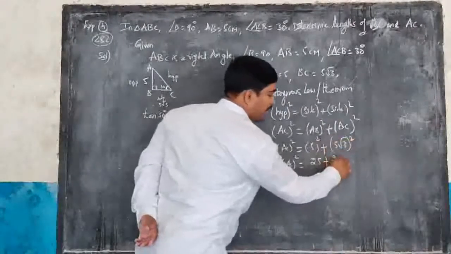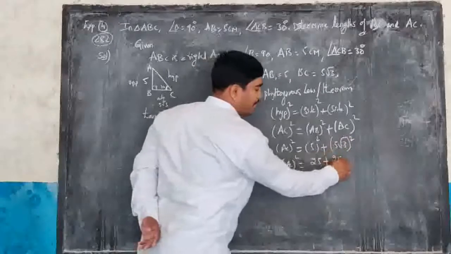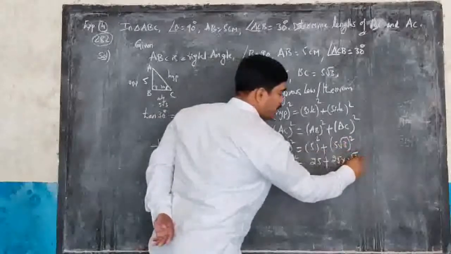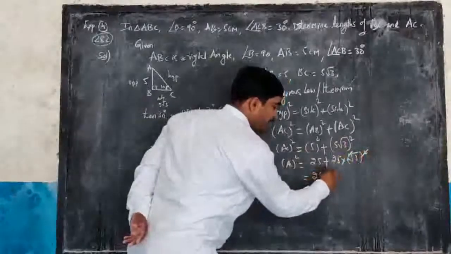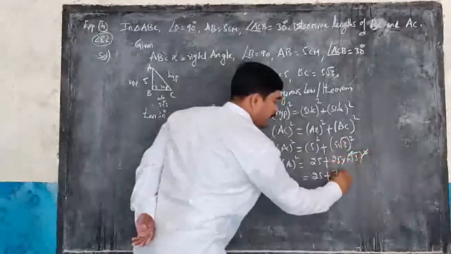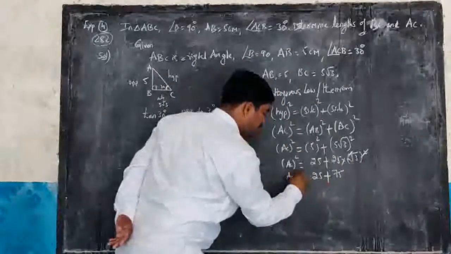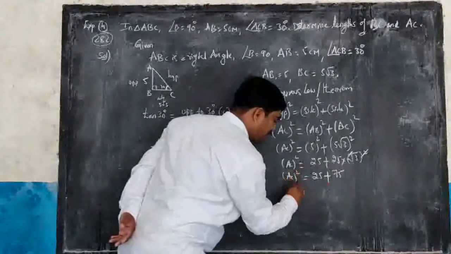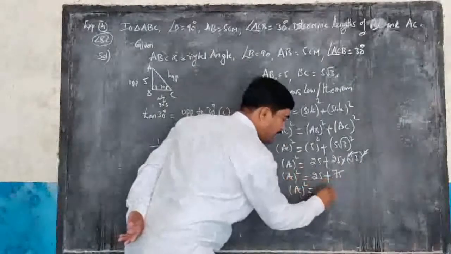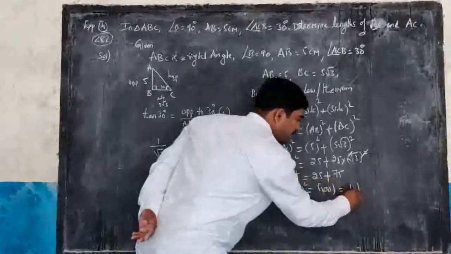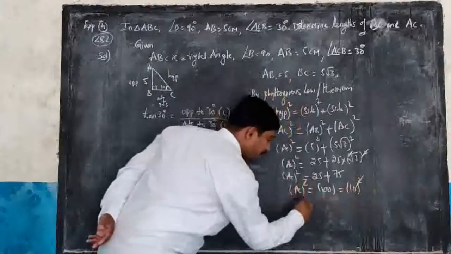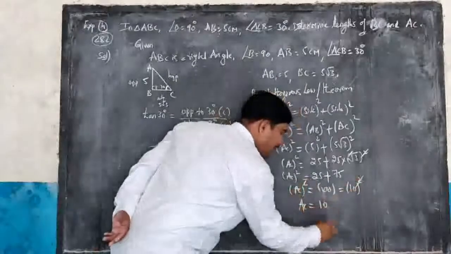Now, AC square is equal to 5 square, which is 25, plus 5 square is 25 into root 3 whole square, where the square and square root get cancelled. So this is 25 plus 25 into 3, which is 75. Now, 25 plus 75 is nothing but 100. This 100 can be written as 10 square. Square and square get cancelled. Now, AC equal to 10.